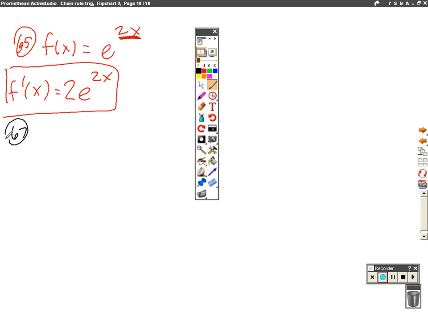67, if I play my cards right, we'll get all these done. I have y equal to e to the x to the 1/2.